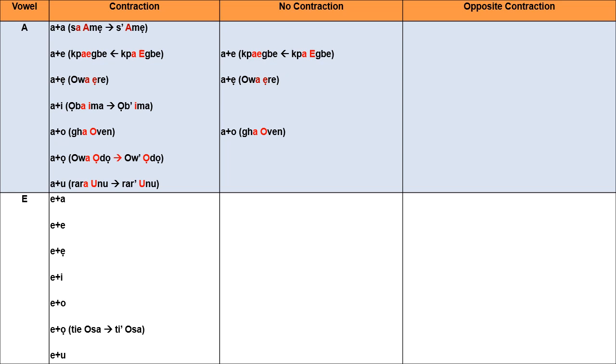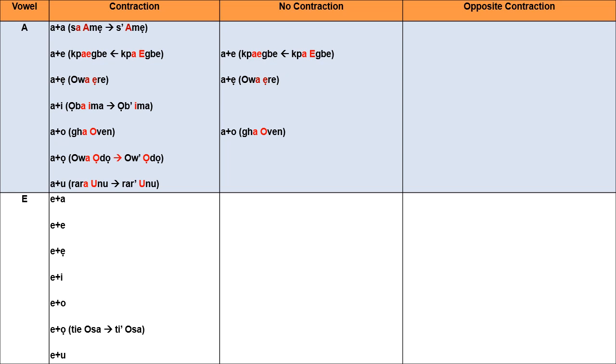When A is followed by A, we have an example, for instance, sa ame. Sa is to fetch, and ame is water. So sa ame contracts to same, and the A sound in sa falls off or is dropped.